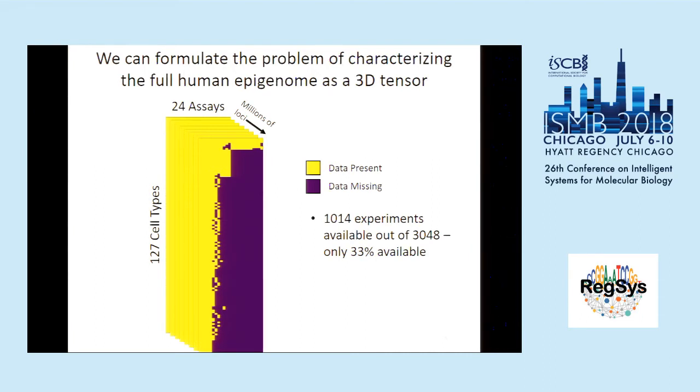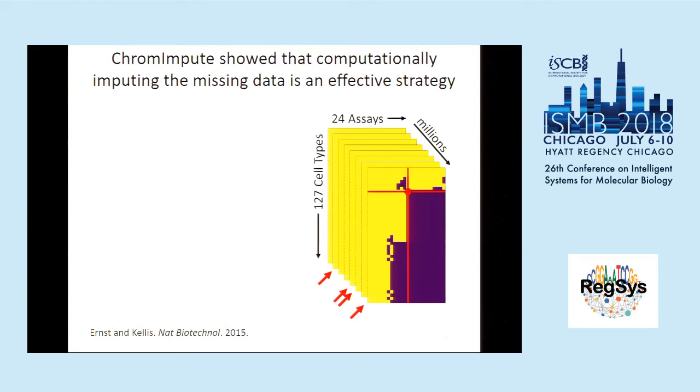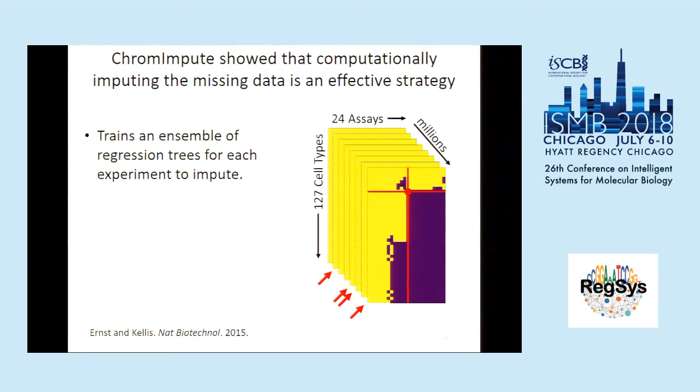This is not a new problem. Back in 2015, Jason Ernst and Manolis Kellis published a method, ChromImpute, that actually performs quite well. And so their strategy, briefly, was to train an ensemble of regression trees for the data from the same assay but different cell types, and the same cell type but different assays, and impute based on that data. And this raised the question for us of whether we could train a single model that would jointly learn from all of the data in this tensor at once and impute the missing data all at once.